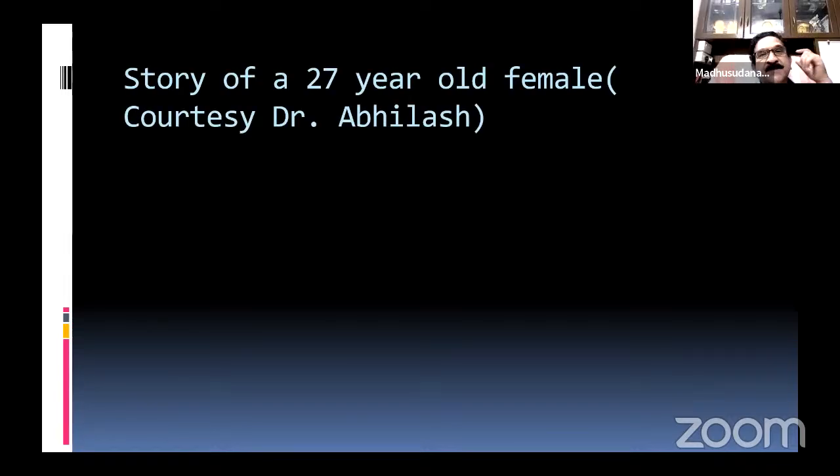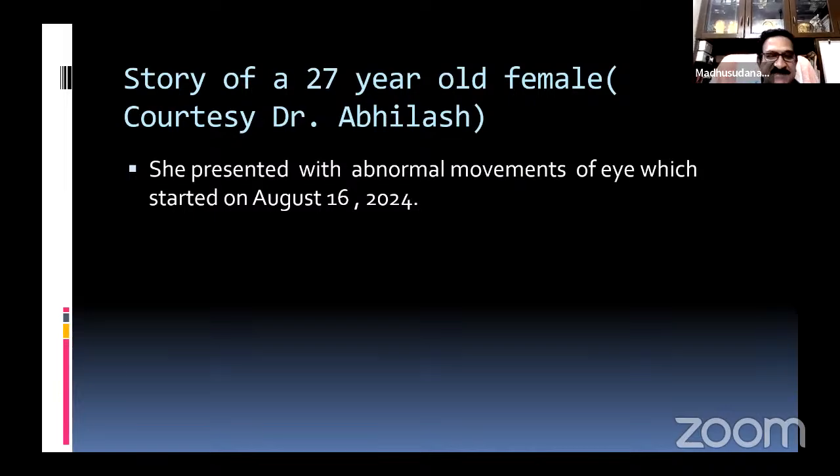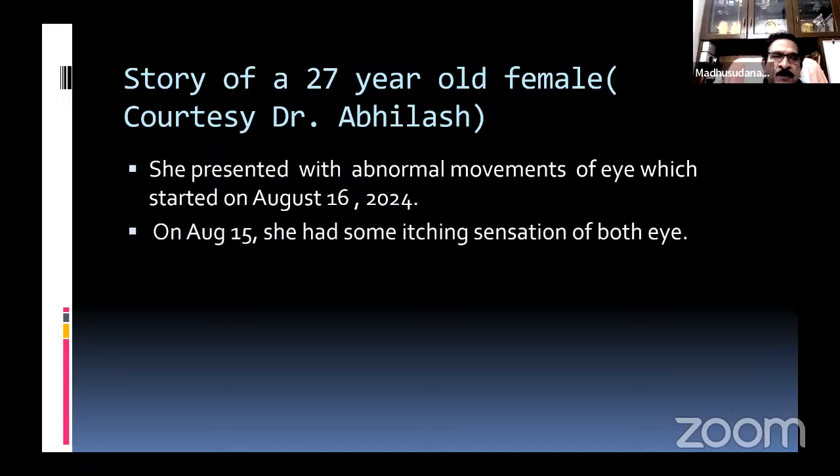So I'll go to a story of a 27-year-old female. It's a short case. She presented with abnormal movements of the eye, which started on August 16, about one and a half months, 6 weeks back. This is a case given to me by Dr. Abhilash. On August 15, she had some itchy sensation in both eyes.